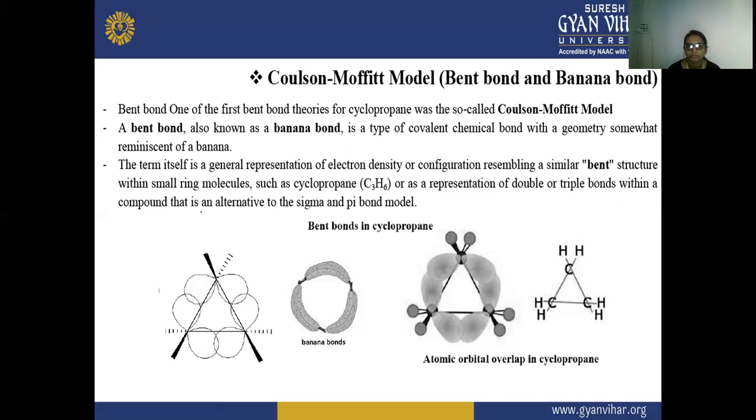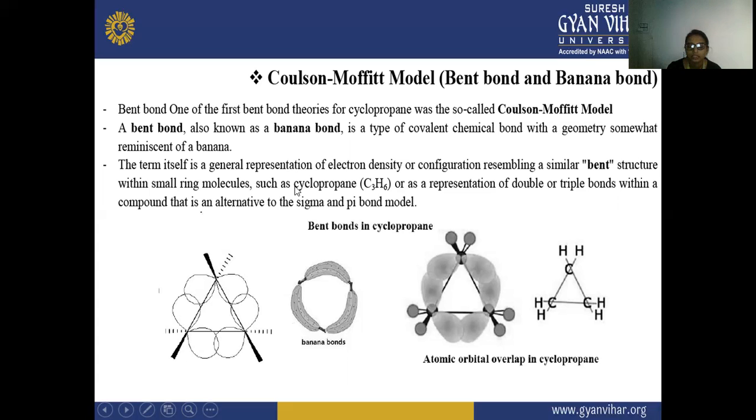This term, the bent bond or the banana bond, is a general representation of electron density or configuration resembling a similar bent structure within smaller ring molecules. This is the banana bond, as you can see here, and this is the atomic orbital overlapping in cyclopropane. This shows a shape similar to a banana, and that is why it is known as the banana bond.